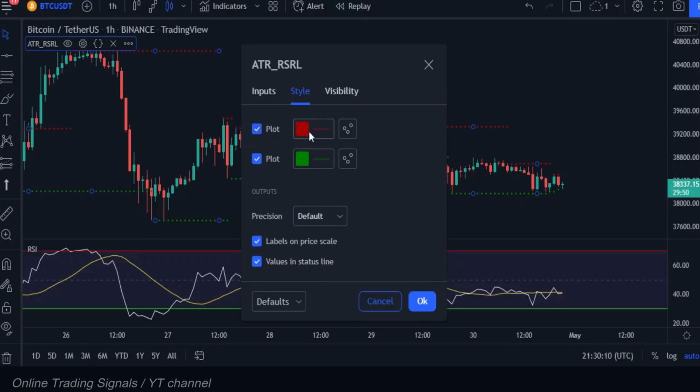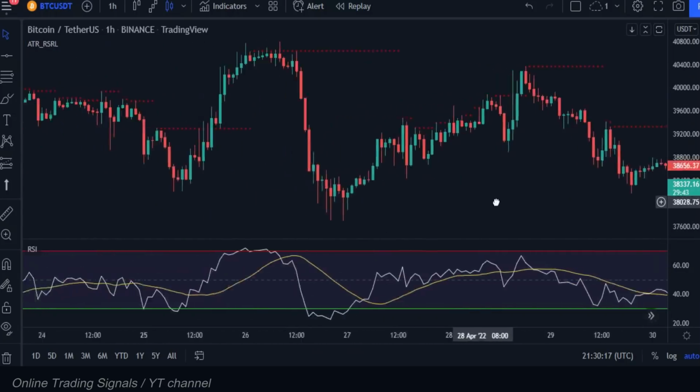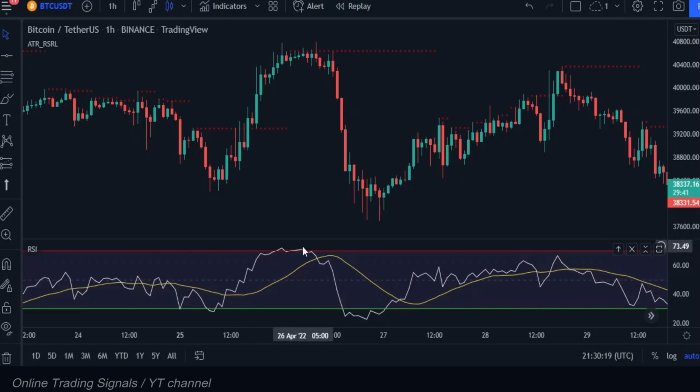First, open the ATR settings, activate the red dots, and deactivate the green ones. Of course, you can activate the two colors, but in order not to cause confusion, I use them as needed. Well, because the RSI is in an overbought area here, let's take it as an example.